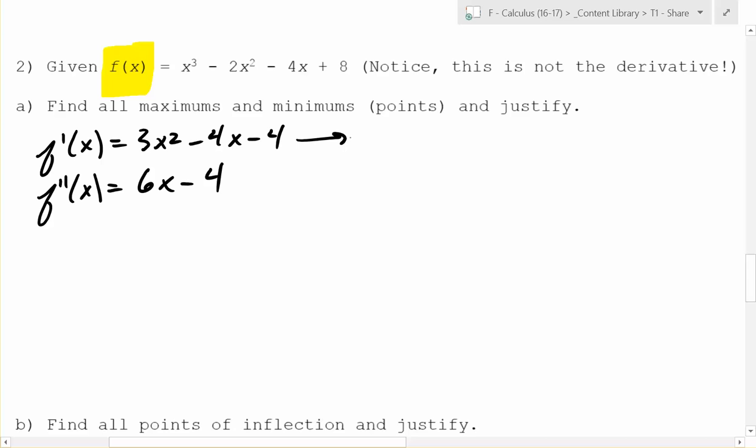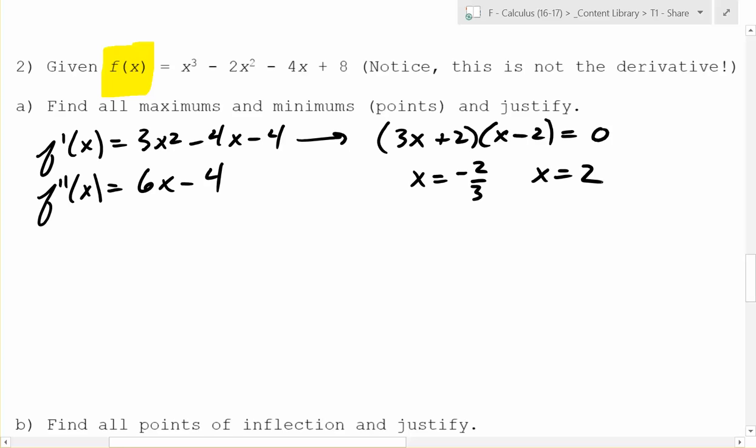One of the jokes that I make is that if you're ever lost in calculus, any calculus class, take the function, find the derivative, set it equal to 0. You're going to do that so many times in your calculus career. It's the most common thing you'll ever do. It's super helpful. So you factor this and you probably got 3x plus 2, x minus 2 equals 0. So you have x equals -2/3 and x equals 2. Those are the x coordinates for what could be maxes and mins.